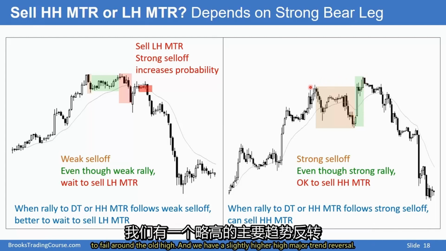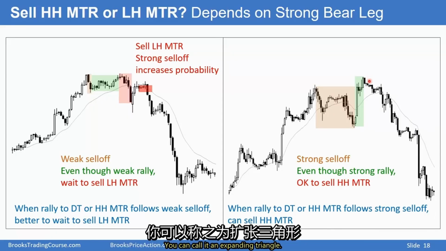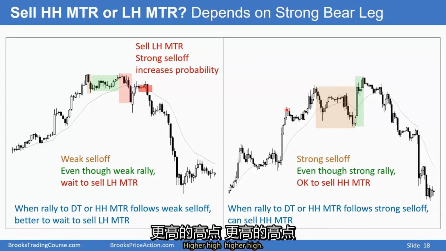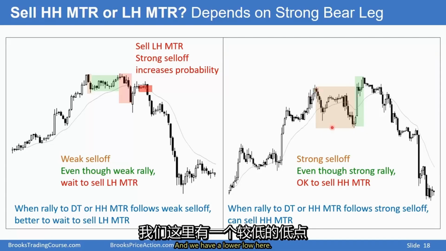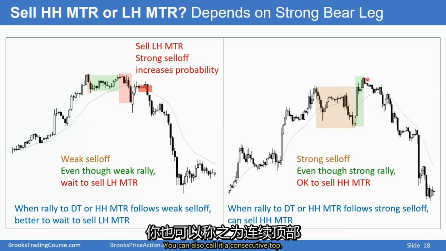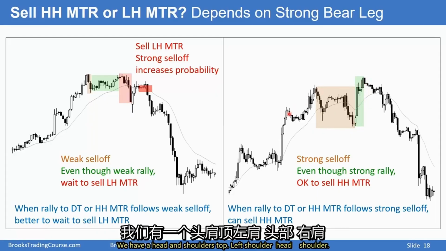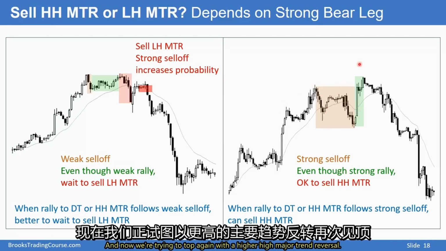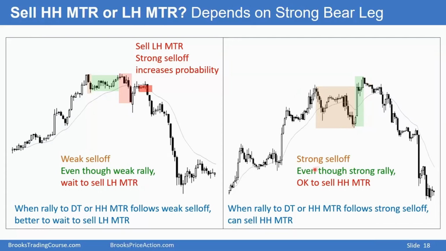around the old high. And we have a slightly higher high major trend reversal. You can call it an expanding triangle. 3 pushes up here, higher high, and we have a lower low here. But to me, I would just call it a major trend reversal. You can also call it a consecutive top. We have a head and shoulders top, left shoulder, head, right shoulder, and it failed. And now we're trying to top again with a higher high major trend reversal.